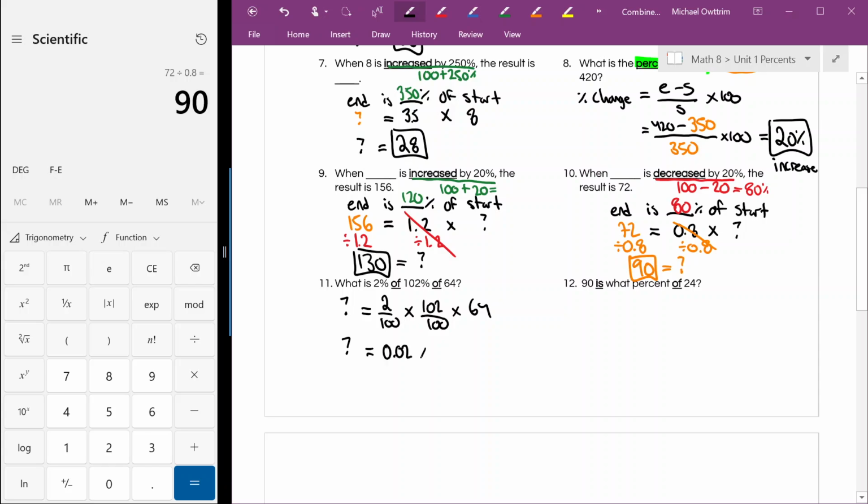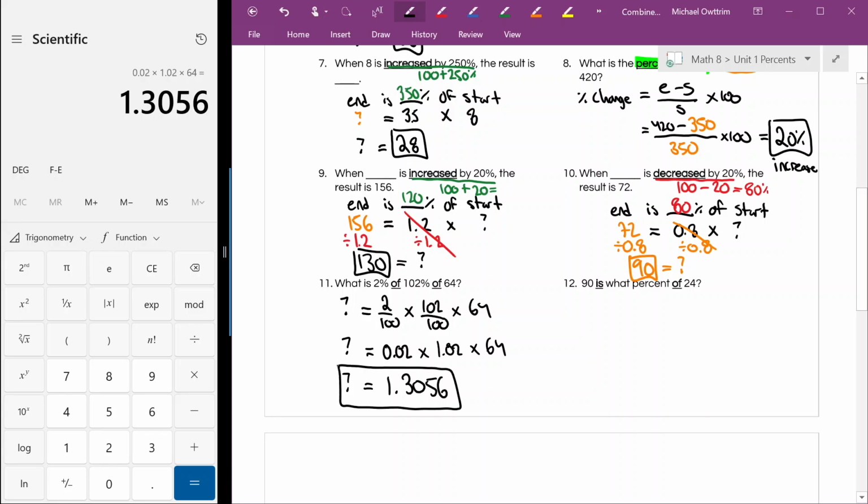2 out of 100 is 0.02. 102 out of 100 is 1.02, and then our 64. So let's do that calculation. 0.02 times our 1.02 times our 64 gives me 1.3056 as the value of my unknown.